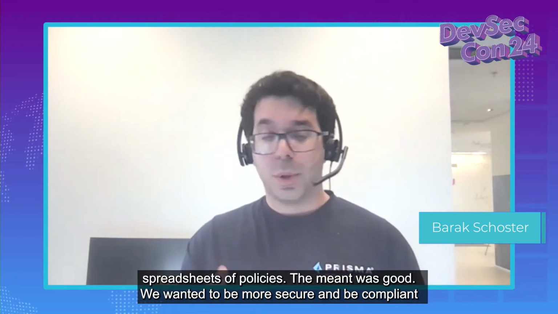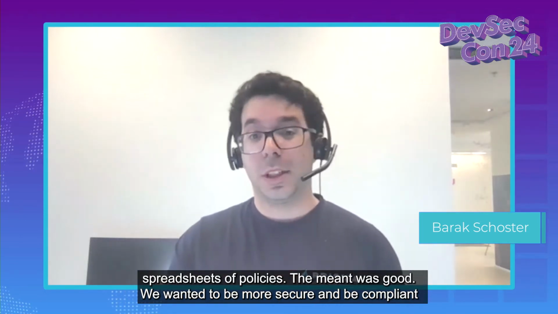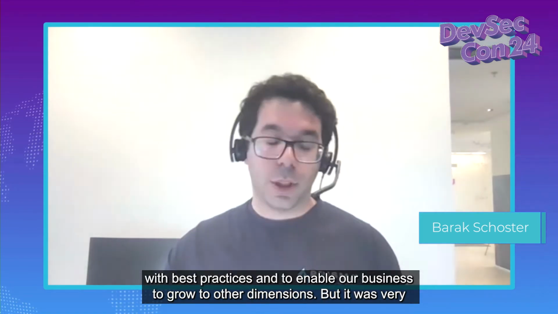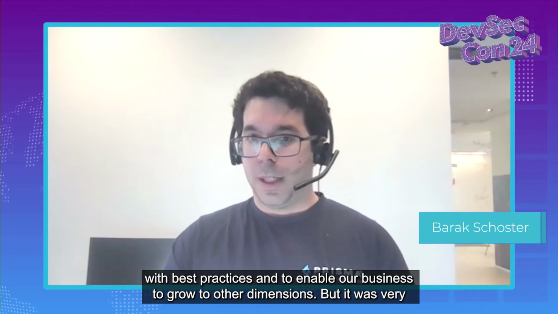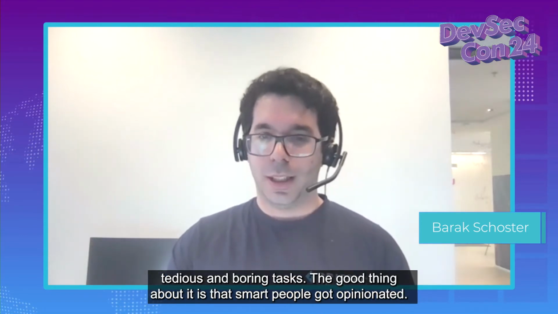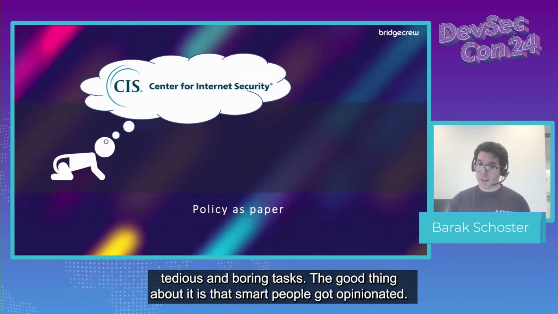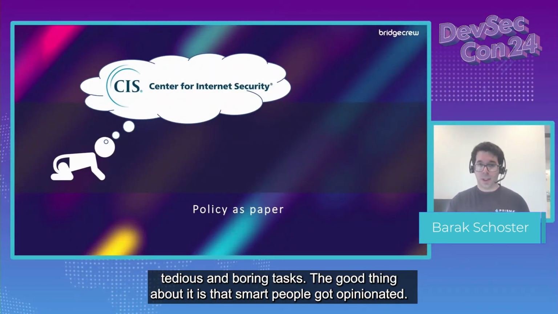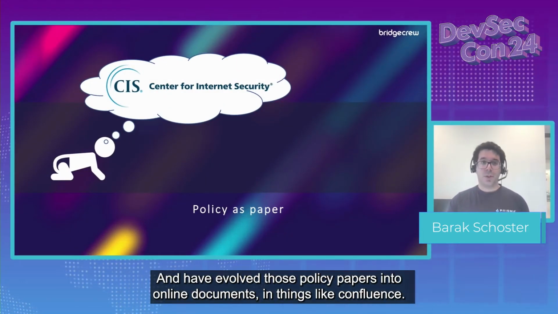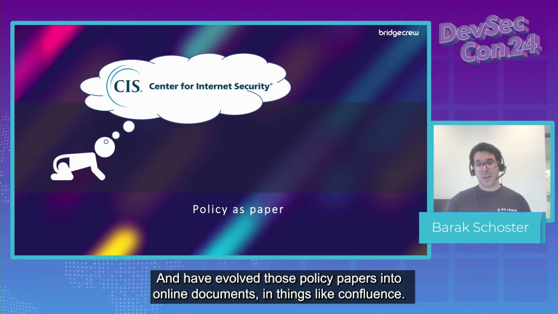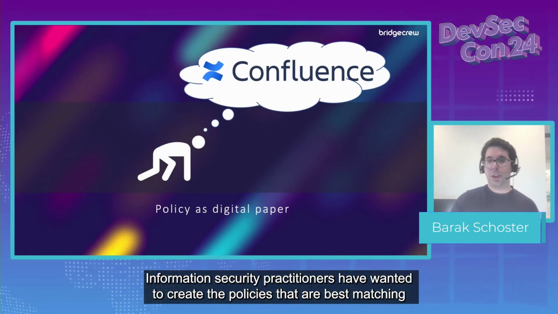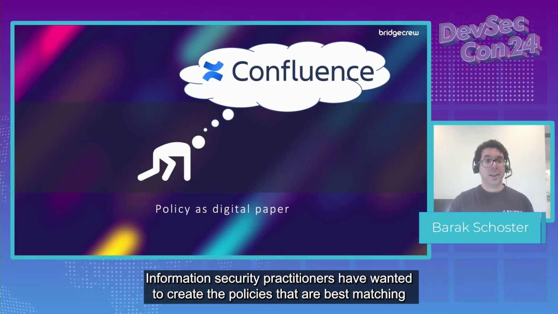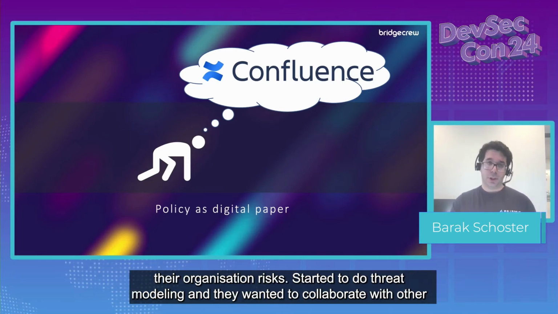The intent was good. We wanted to be more secure and be compliant with best practices and to enable our business to grow to other dimensions. But it was very tedious and boring tasks. The good thing about it is that smart people got opinionated and evolved those policy papers into online documents in things like Confluence. Information security practitioners wanted to create the policies that best match their organization's risks.